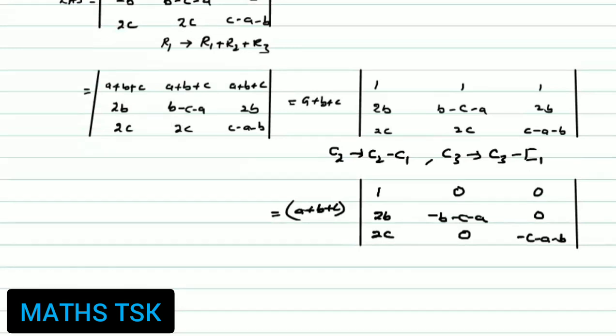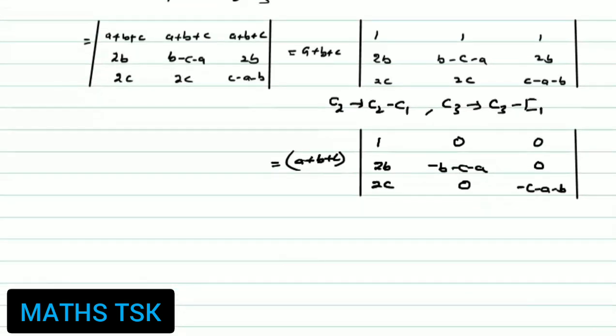Alright, next step. Take a plus b plus c from the second column and a plus b plus c from the third column, or else minus of a plus b plus c in the second column and minus of a plus b plus c in the third column, so that minus of minus becomes plus. This becomes a plus b plus c. Or else directly you can find the value, since it's an upper triangular matrix.